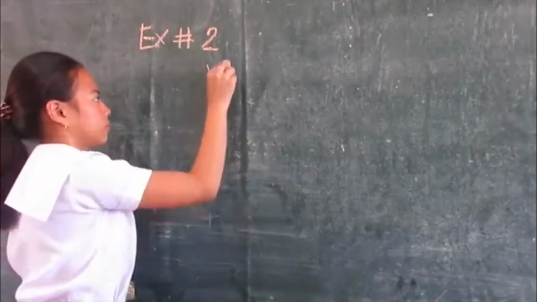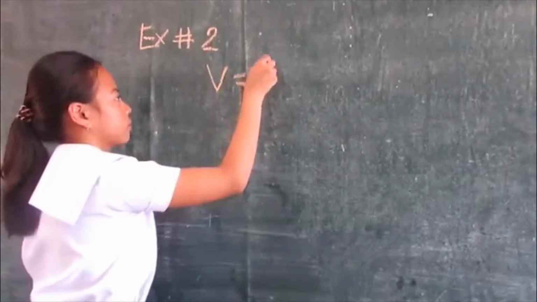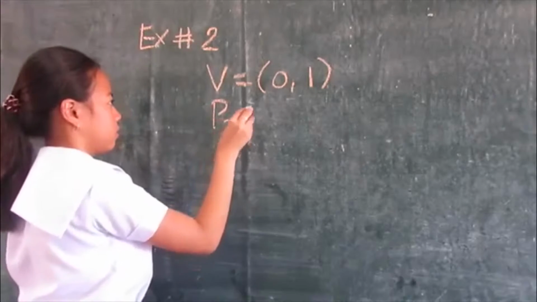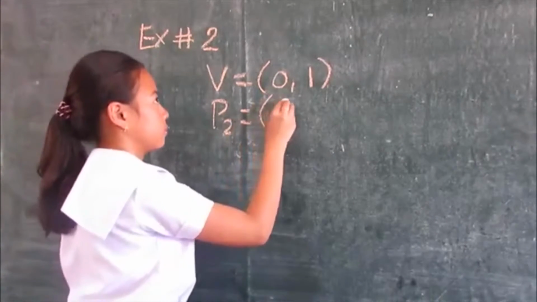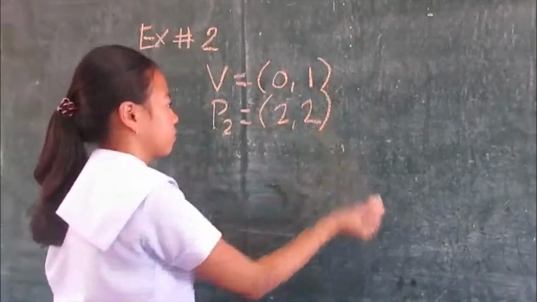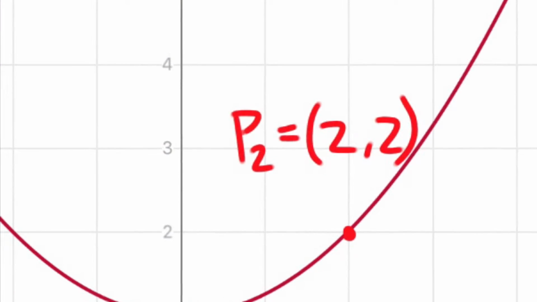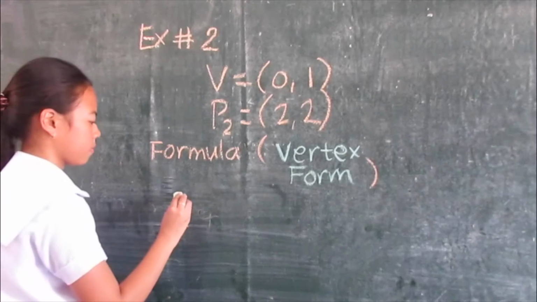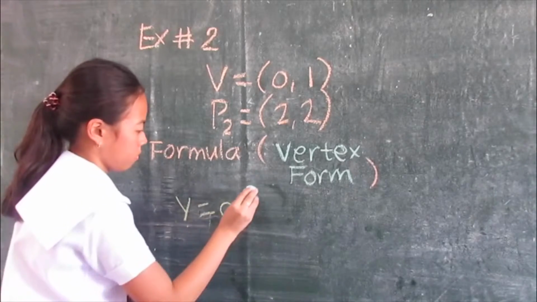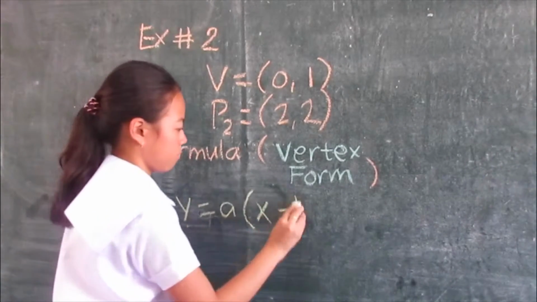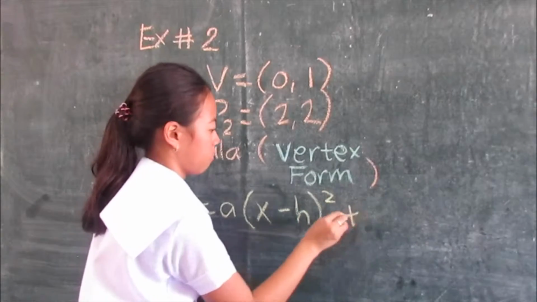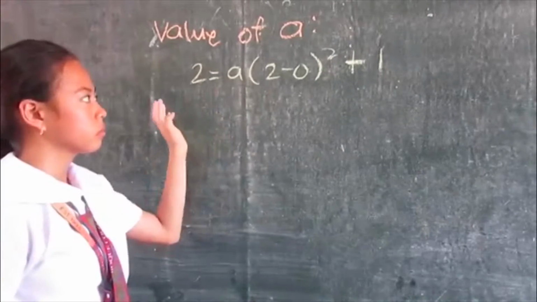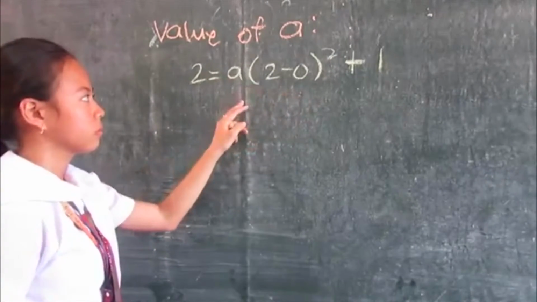Did you learn something from the last example? Let's have another example. As we can see from the parabola, our vertex is 0 and 1. Then our second point is 2 and 2. Let us first write the formula. y equals a times x minus h quantity squared plus k. Then we substitute all the numbers from the vertex and the second point. So 2 equals a times 2 minus 0 quantity squared plus 1.